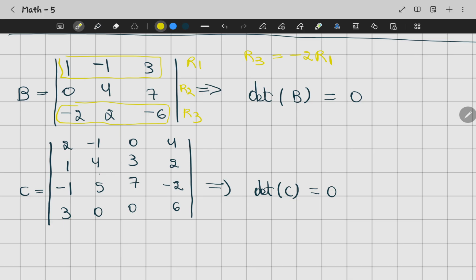Now, the determinant of this matrix will also be equal to 0. If you take this one, it's column 1, column 2, column 3, column 4. You could see that column 4 equals twice column 1. So 2 times 2, 4. 1 times 2, 2. Negative 1 times 2, -2. 3 times 2, 6. That's why the determinant will be equal to 0.